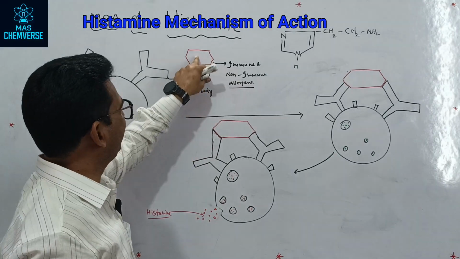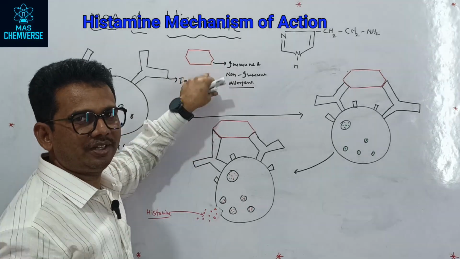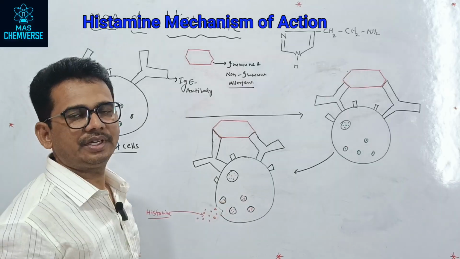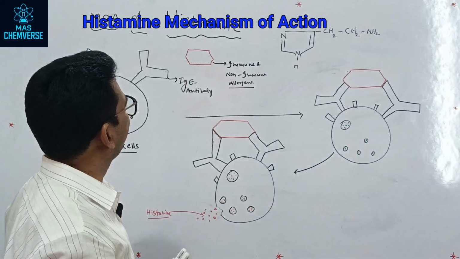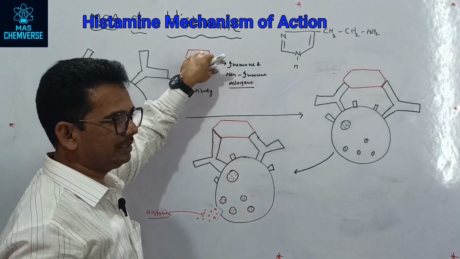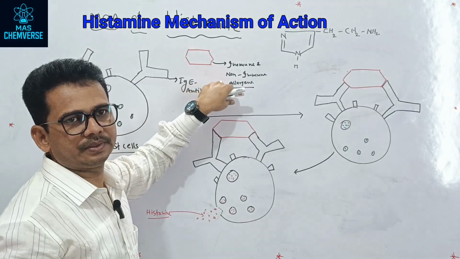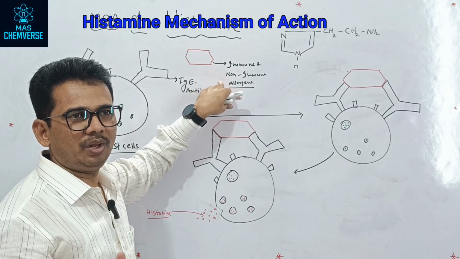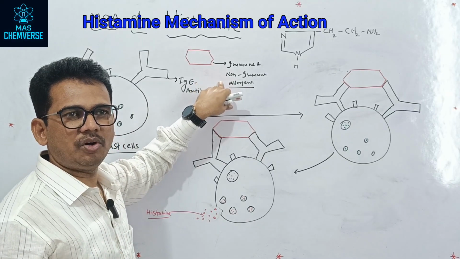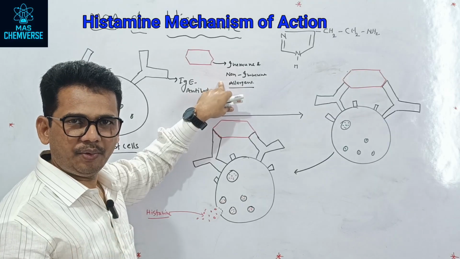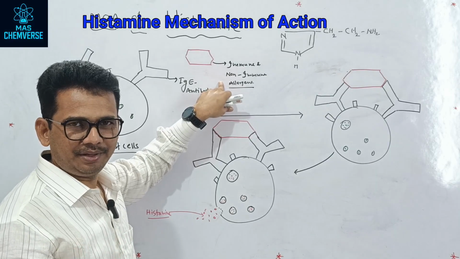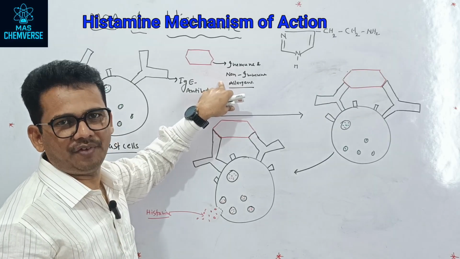I have given the shape for remembering purposes. They are not in this shape, but just for explaining the mechanism of action. These allergens are in different forms, like dust, pollens, antigens, antibodies, xenobiotics. That is, foreign body materials in different forms.